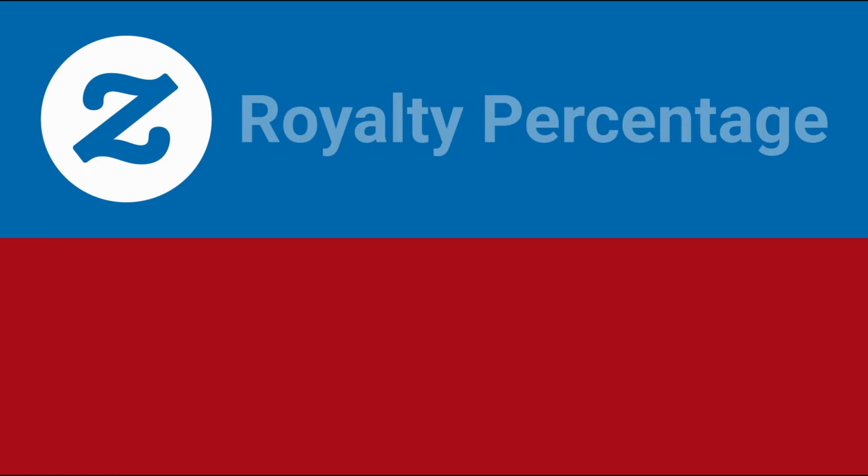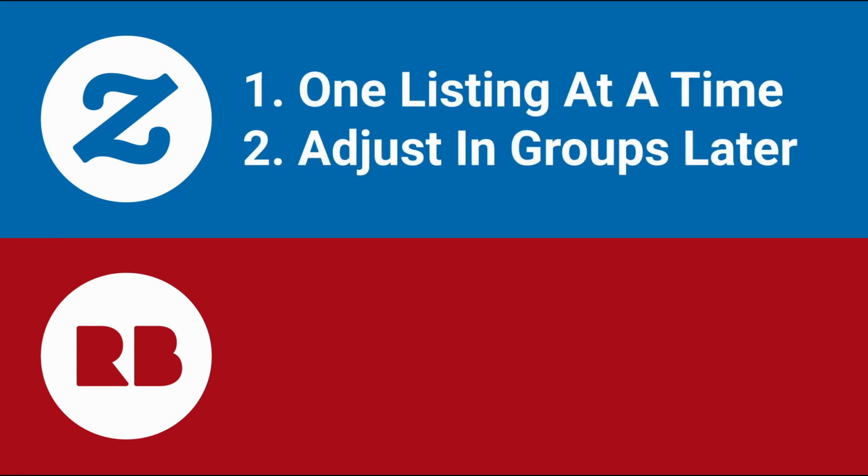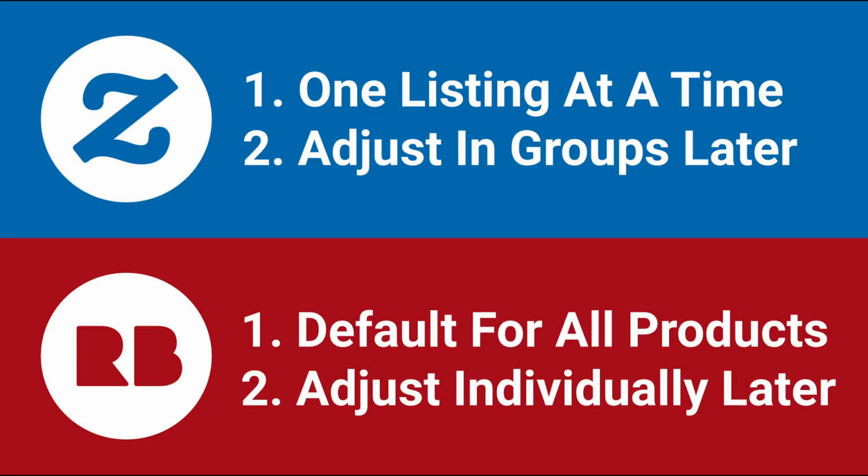On Zazzle, you name the price of your products by adjusting the royalty percentage. It is similar for Redbubble, except that it is called the markup percentage instead. However, the effective ways to price your products on both platforms are pretty different. I found the best way to do it on Zazzle is one listing at a time to begin with, and you can adjust the prices in groups afterward whenever needed. On the other hand, for Redbubble, the best way to do it is to set the default markup for every product first, and you can adjust the prices individually after if needed.